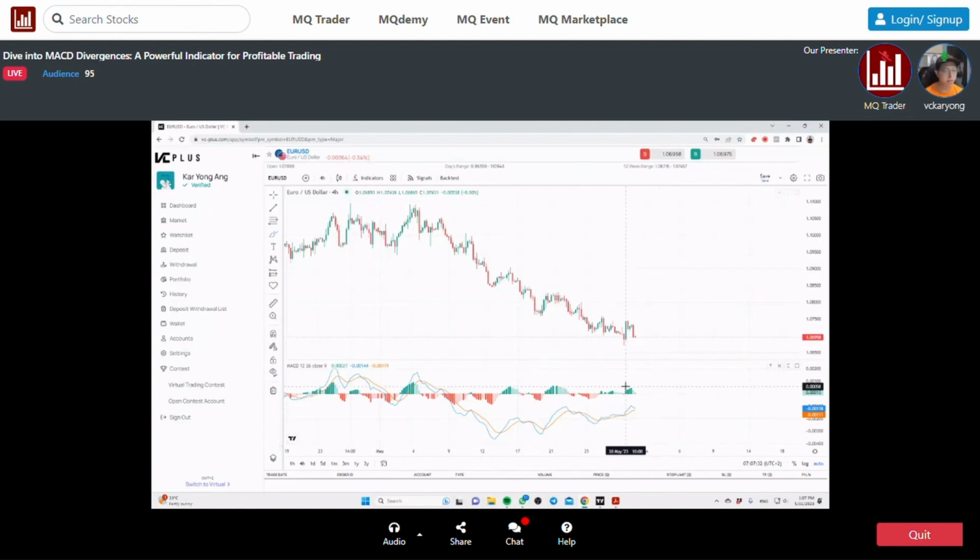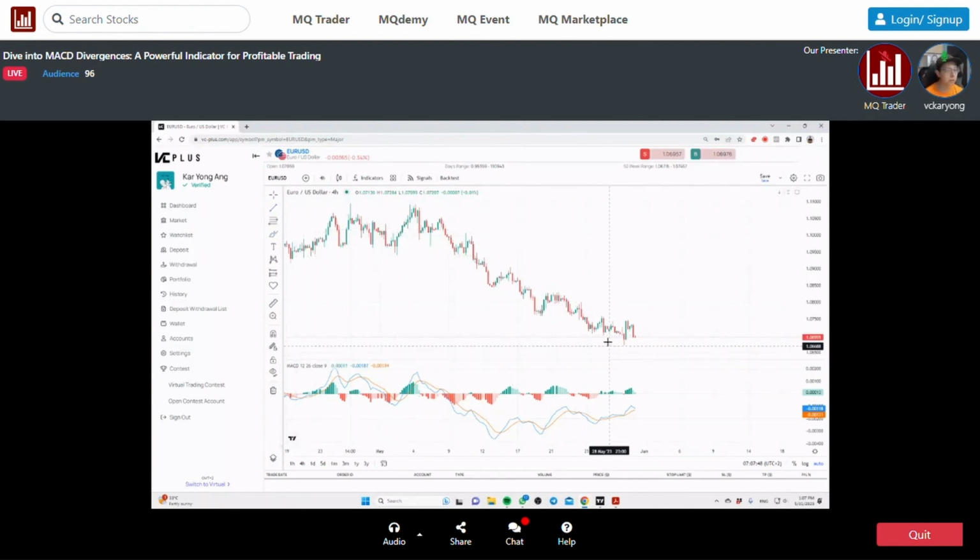Now, another thing is you start to realize that, hey, this histogram is actually getting smaller. Okay, and again, this tells you this move down may be lacking in momentum, right? So again, this tells you, please be careful. Don't be too aggressive selling anymore.